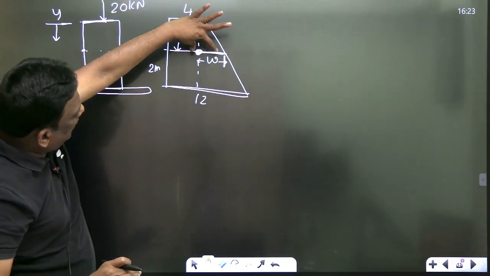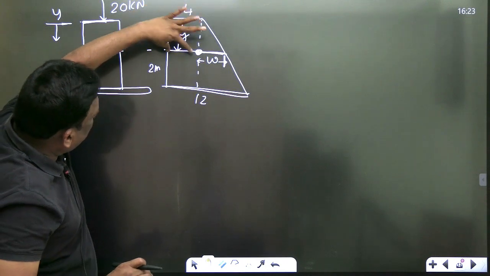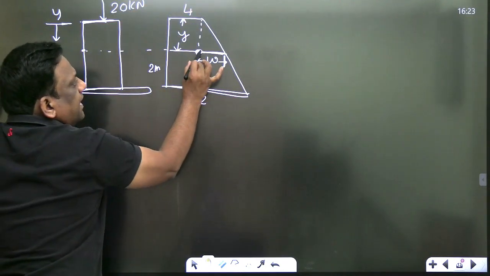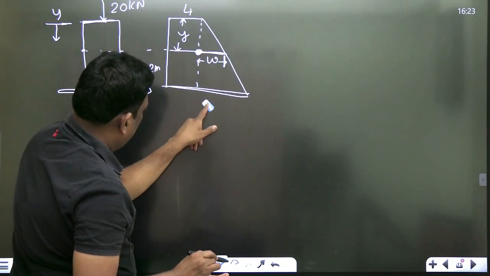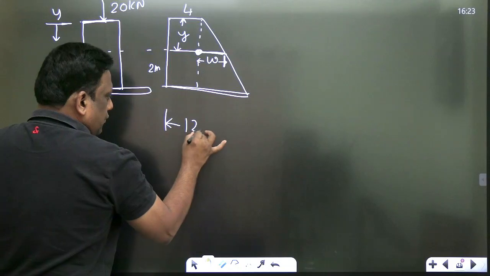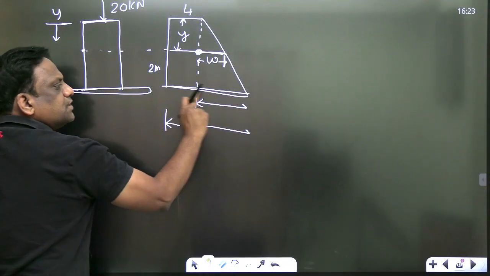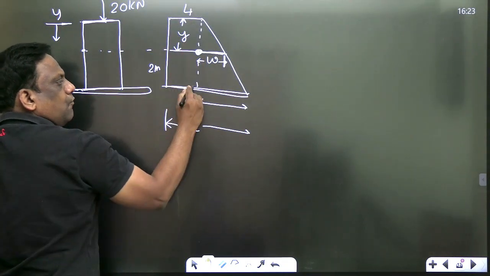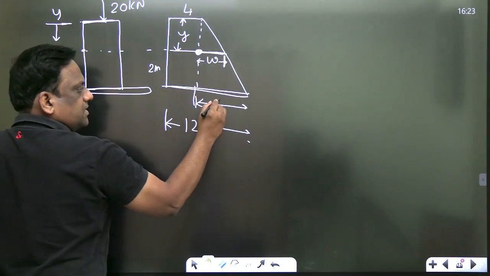I repeat, only this part, take it as w. So what will be the resistance? At any depth y, look, common sense. I will erase this, sir. Now, observe here. What is this given? It is 12. So can I write this as 12 and this is 4? So what will be this, my dear students? This is 12, this is 4, so this will be 12 minus 4, which is 8.